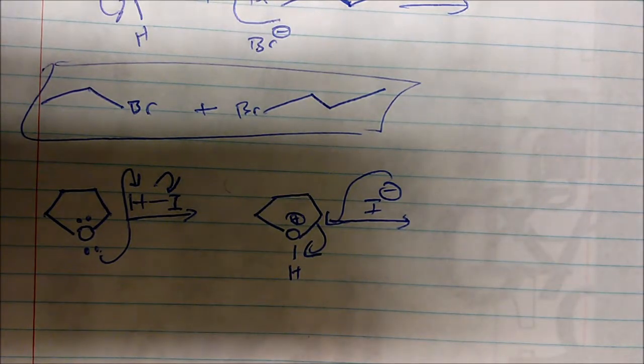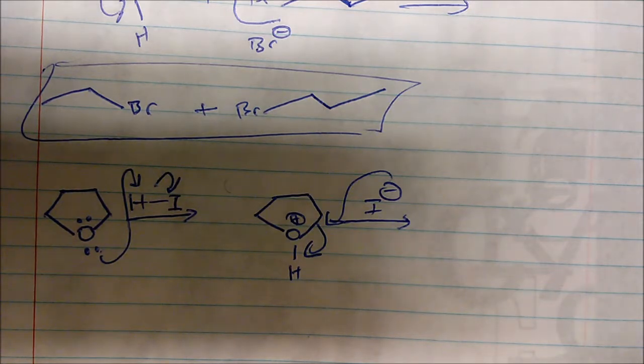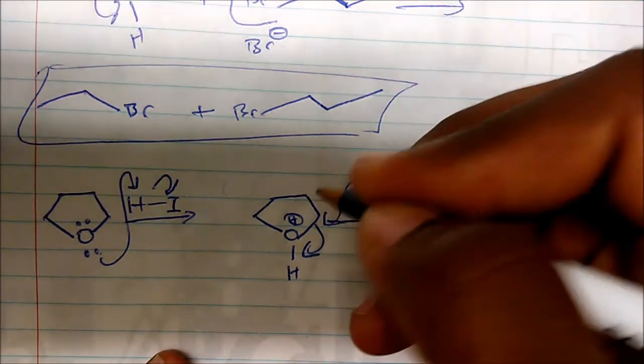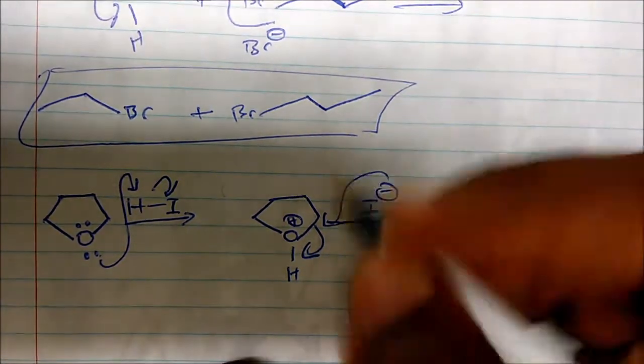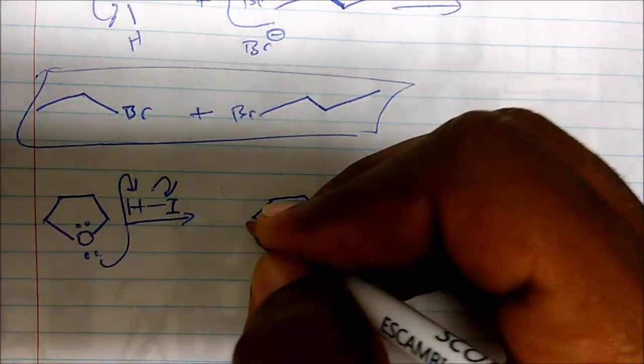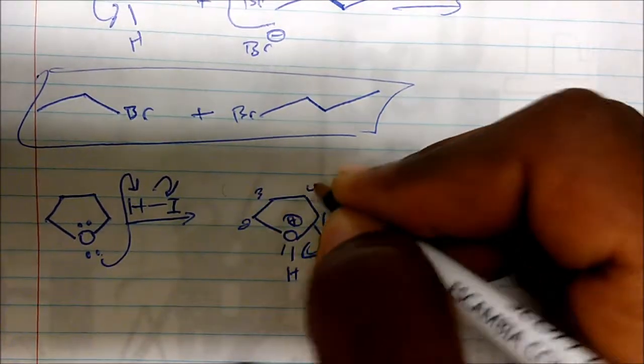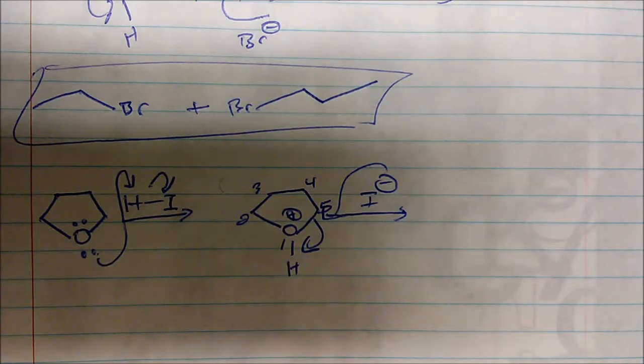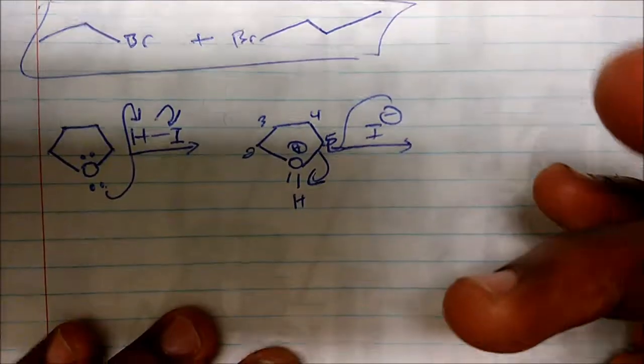So this is the part where with ring openings, you've got to count your carbons. If you don't, you're going to make mistakes. So counting our carbons, let's see how many members are in the ring. So I have 1, 2, 3, 4, 5, which is going to be my iodide. So, all right, we have a 5-membered ring here.